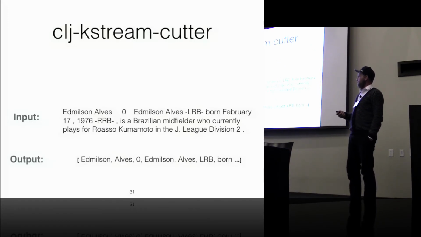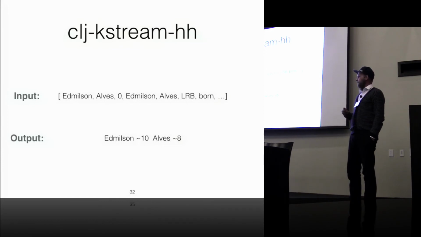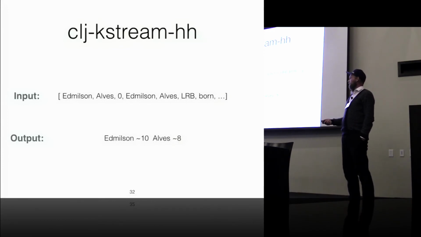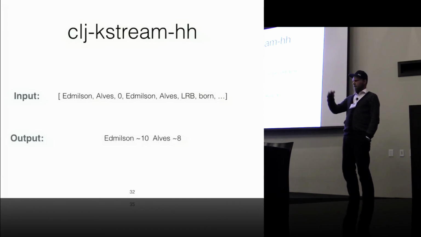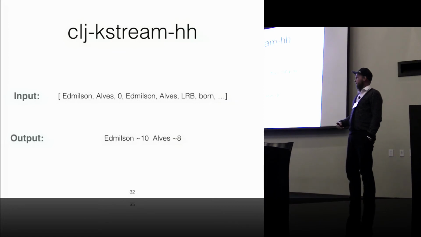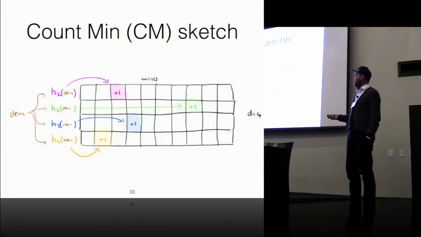So the first program would simply take a text line and put it into a list of tokens. That's just splitting on white space, nothing too fancy. The heavy hitter now takes this list of tokens and estimates their frequency. So how often do I see a token in the stream? But the heavy hitter estimates. It doesn't count, like it's not seeing everything and doing +1, +1, +1. It's an estimated thing, and I will explain how it's done.